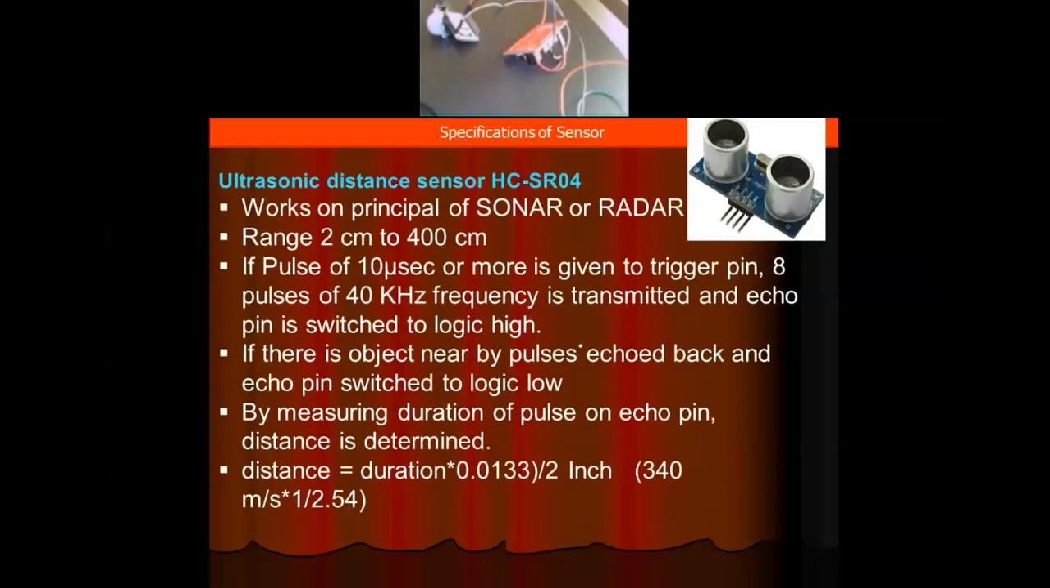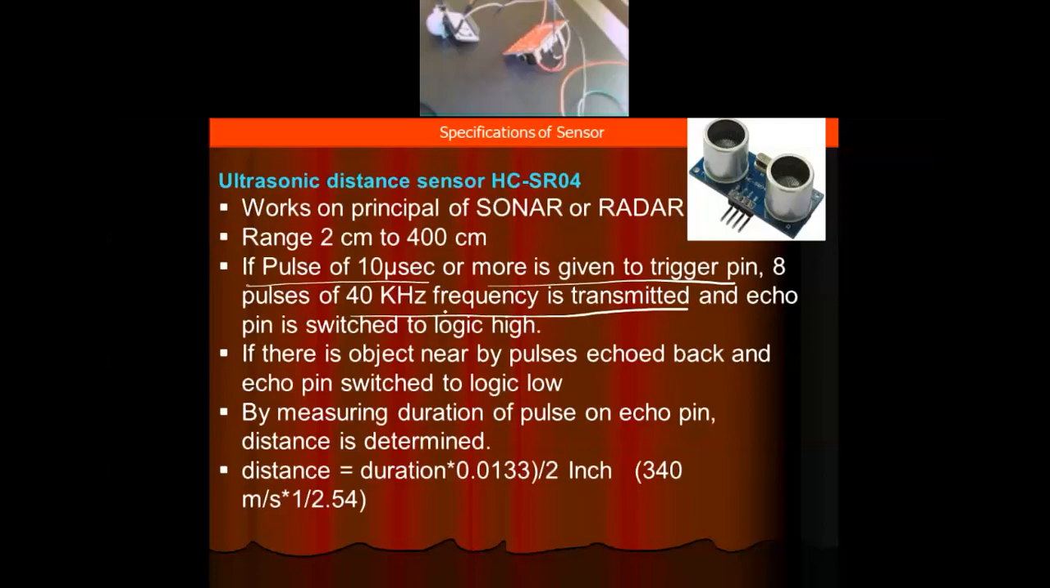Ultrasonic distance sensor: if you want to measure the distance and send it to a remote device, you can use this ultrasonic sensor, and it works on the principle of sonar or radar. It emits a pulse. If an object is there, the pulse will be reflected back, and based on the timing between the transmitted pulse and received pulse, we can calculate the distance. Normally if a pulse of 10 microsecond or more is given to the trigger pin, 8 pulses of 40 kilohertz frequency will be transmitted.